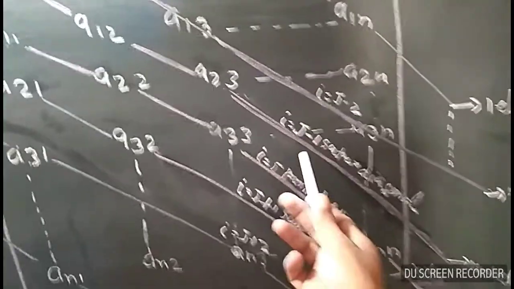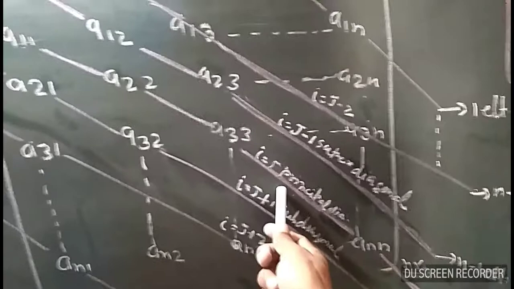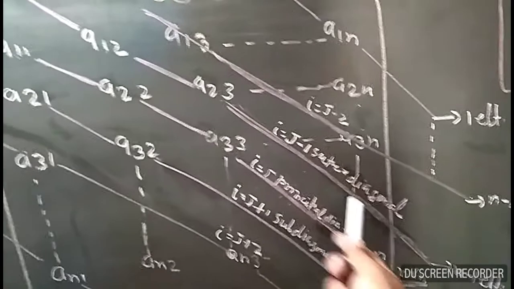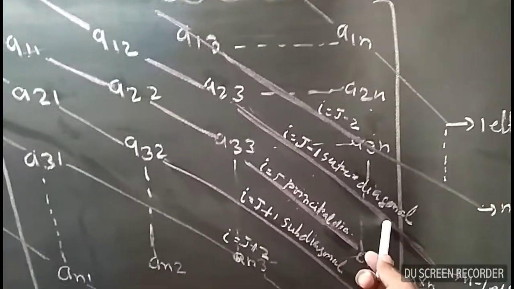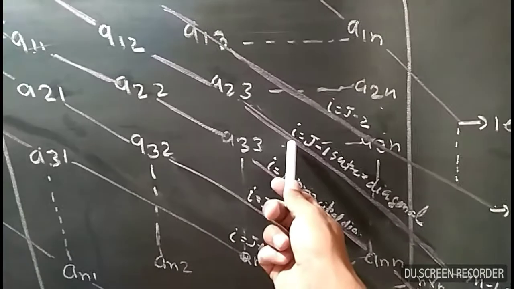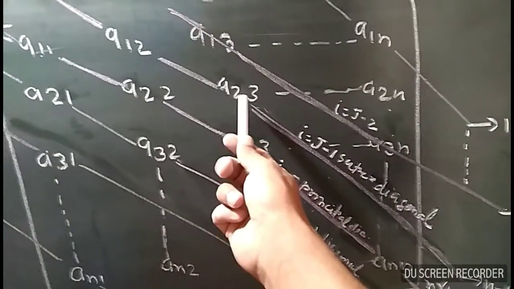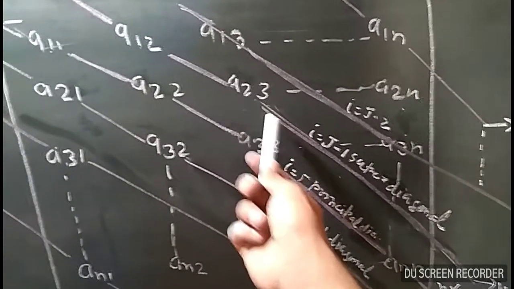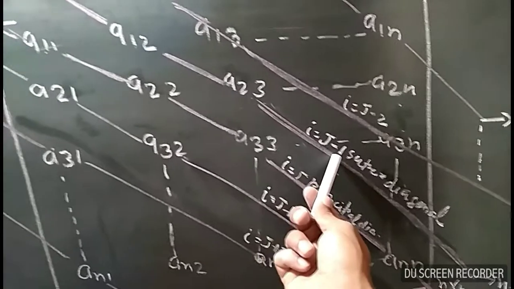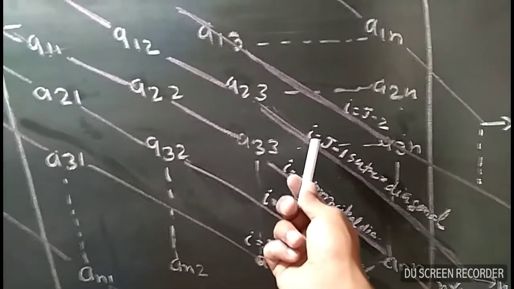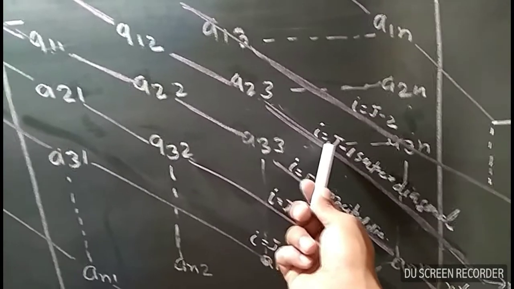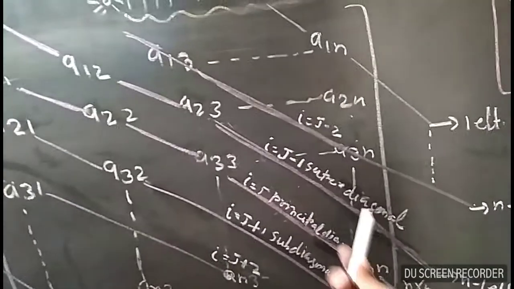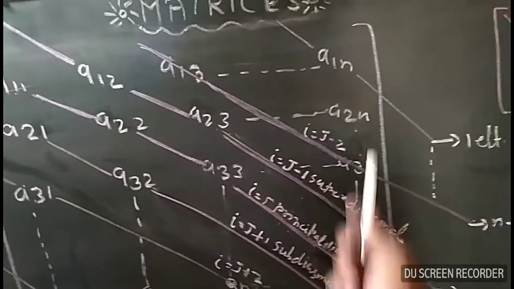Now above the principal diagonal, where i equal to j, the diagonal above it is known as the super diagonal. Here we see that the row number is less than the column number, that is if i equal to 2, j equal to 3. Here i equal to j minus 1, that is the row number is 1 less than the column number, then this diagonal is known as the super diagonal of the square matrix.